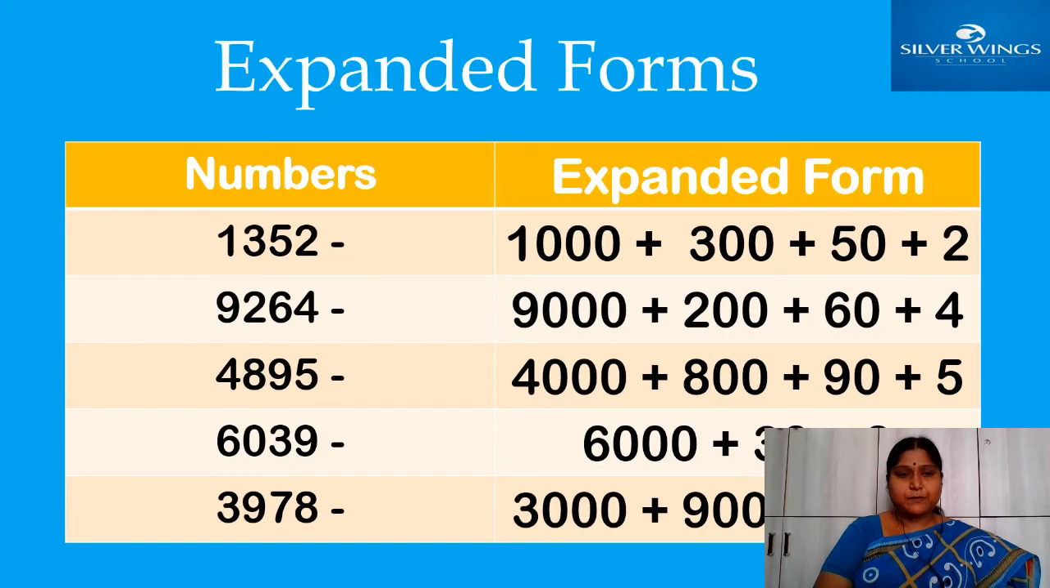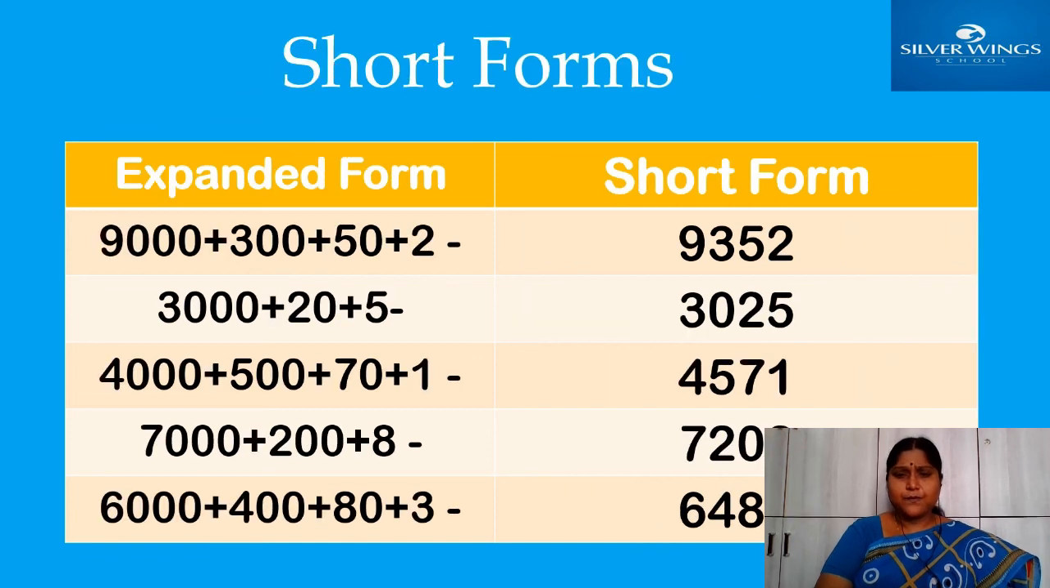Okay, now expanded form. The expanded form of a number is the sum of the place values of each digit of the number. Here you should remember, whenever you get 0, no need to write 0 in the expanded form. You do not need to write plus 0 plus like that. Okay. Now, see, this is very important here.